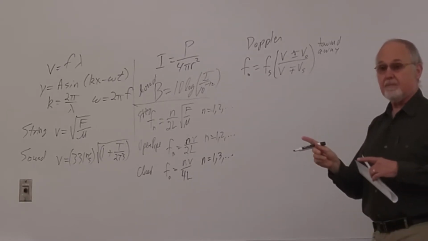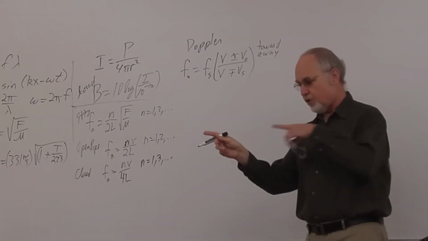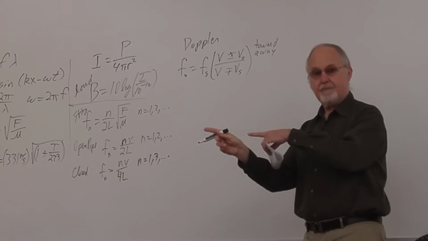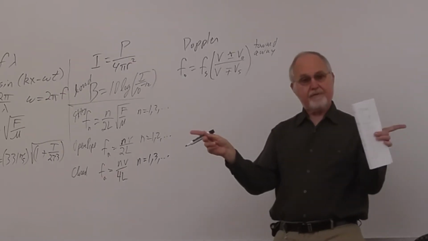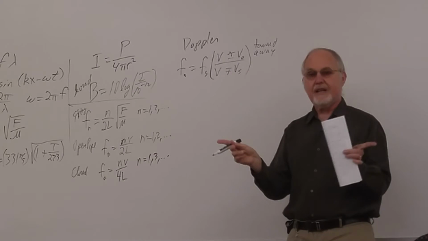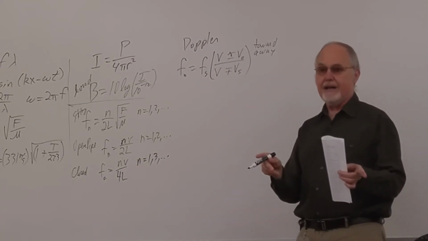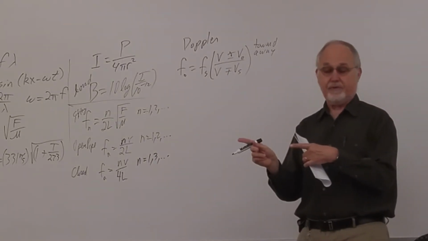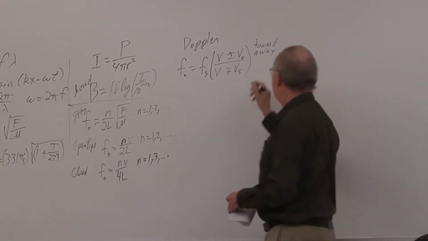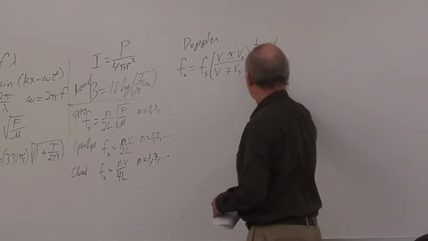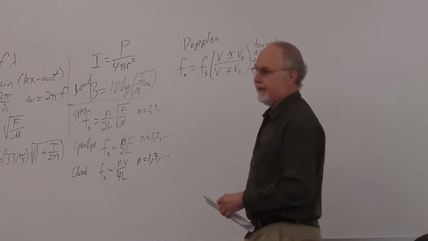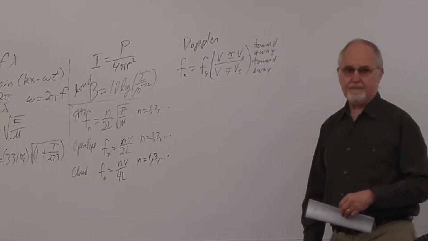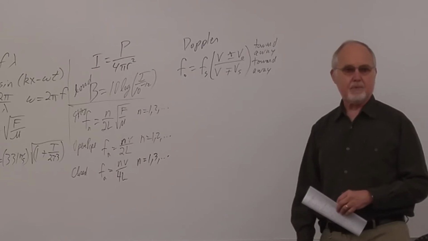So they could both be moving, but if the observer is going toward the source, that's the plus. If it's going away from the source, that's the minus. Whether they're getting closer together or further apart doesn't matter. It's which way the velocity vector is pointing. And then same thing for the source. If the source is going toward the observer, use the minus sign. If it's going away from the observer, use the plus sign. We had that for the Doppler shift equation, and we had various kinds of problems we worked with that.